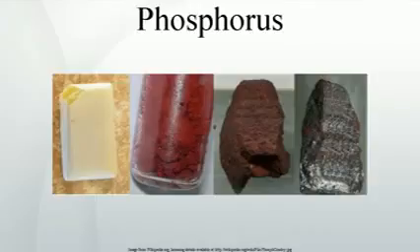Characteristics. Physical. Phosphorus exists as several forms, allotropes, that exhibit strikingly different properties. The two most common allotropes are white phosphorus and red phosphorus.